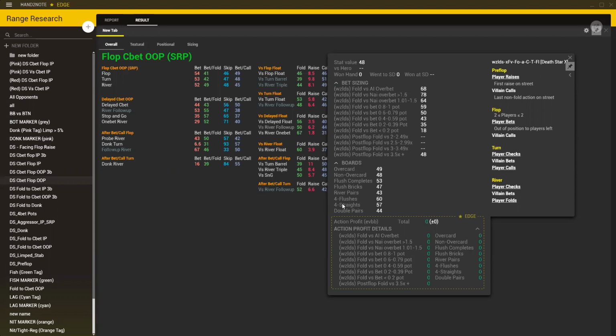We do still like overcards. That's one of the things that stays the same, regardless of whether we are the PFR or the cold caller: we like overcard rivers. So you can see overcard 49%, and that's 1% above the average, whereas non-overcard river is actually 48%, which is the average.